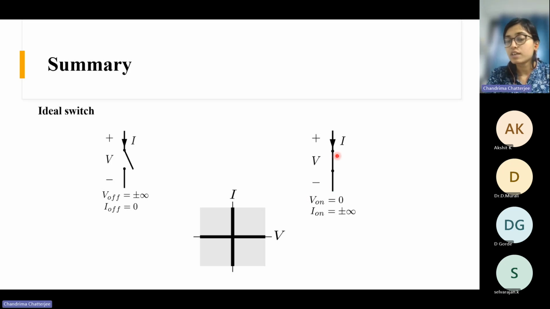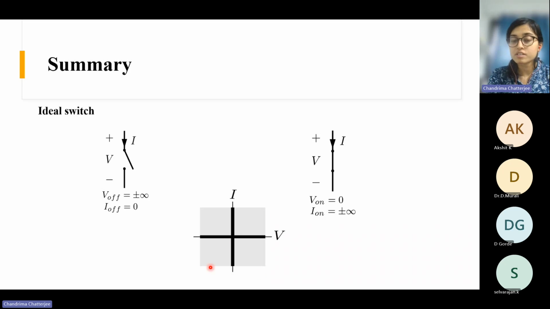Similarly, when it is in on condition, when it is on, then it can carry any amount of current. It can carry infinite current in both the directions, right? And the voltage drop across the switch will be zero. There will be no voltage drop, right? So the characteristic will be something like this.